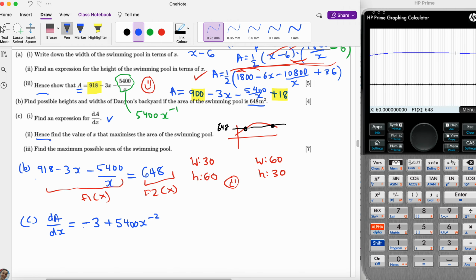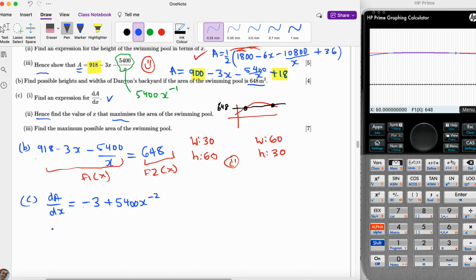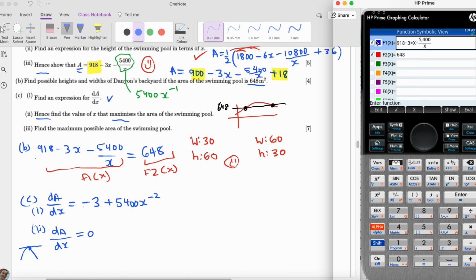Hence, okay, remember hence means you need to use this. Find the value of x that maximizes the area, okay? So you can see there's a pattern, right? When you have a maximum, then your derivative is always 0. And so we're going to set dA over dx to 0. And now you can just solve this. So I'm going to uncheck this. This I don't need anymore.